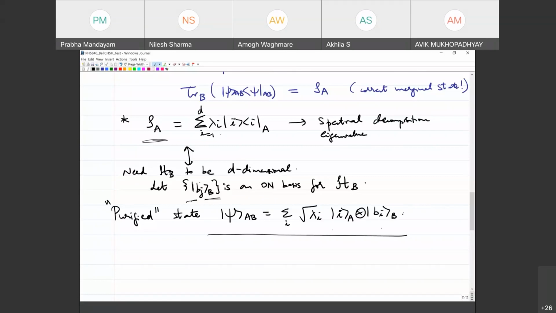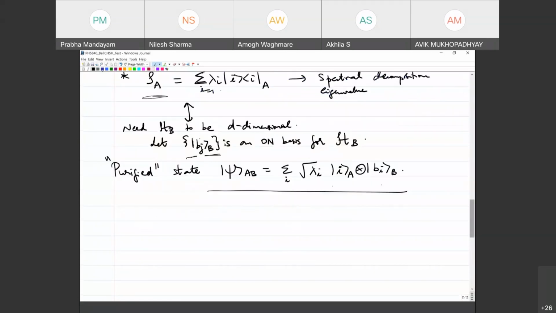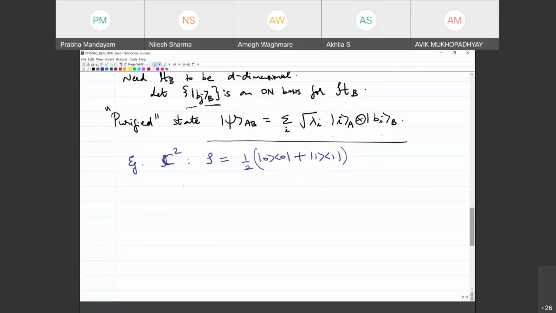Okay, so let's do a quick example to give you some intuition about this. So let's just take our favorite example of C2, and let me say that rho is simply, let me take the most canonical example, right? So let me say that this is identity. Okay, what is the purified state corresponding to this on C2 tensor C2? What would be a purified bipartite state for this? Say this is A and this is AB.